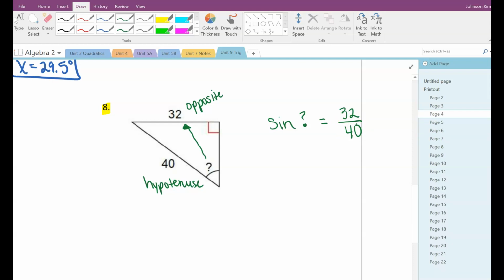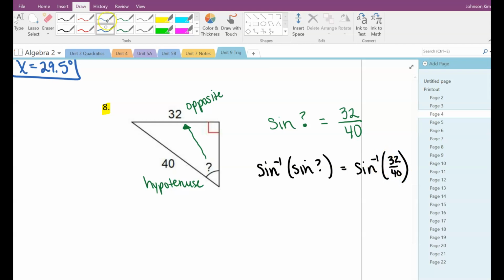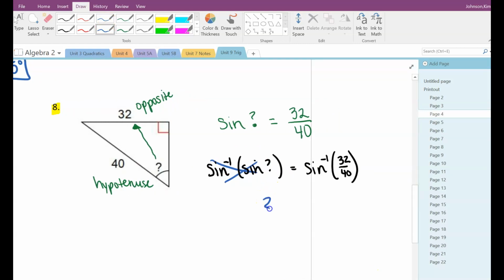I could divide that out, but I really don't need to know what decimal it is. What I do need to do, though, is undo sine. So on the left-hand side, I'm going to do inverse of sine. On the right-hand side, I'm going to do inverse of sine. And so what's going to happen is the inverse sine is going to undo sine on the left. And so I'm going to be left with just my question mark. And my question mark is going to be inverse sine of 32 over 40.